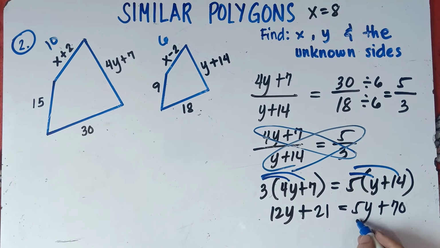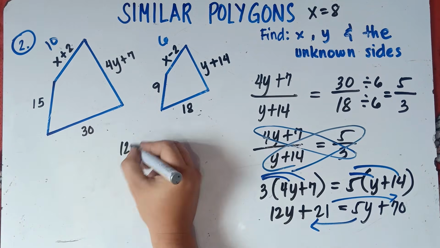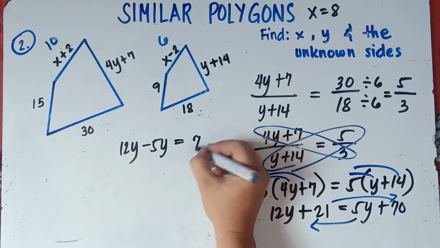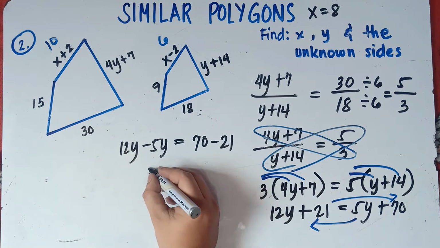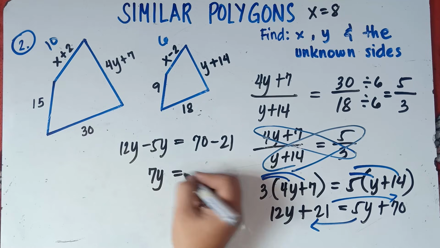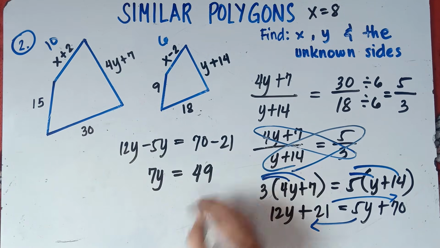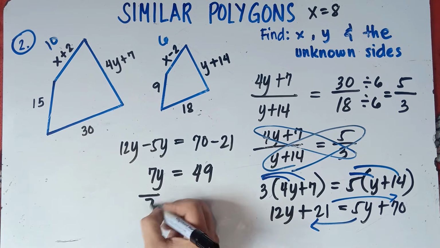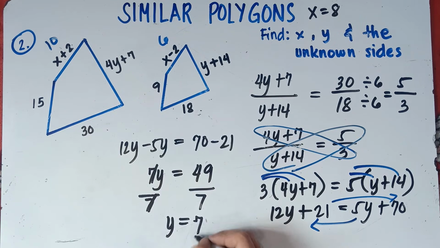So we transpose 5y from right to left and 21 from left to right. So this will be 12y minus 5y is equal to 70 minus 21. So 12y minus 5y, that is 7y, is equal to 70 minus 21, that is 49. Alright, and to get the value of y, you divide both sides by 7. Divide by 7, cancel this out, and your y is equal to 7.